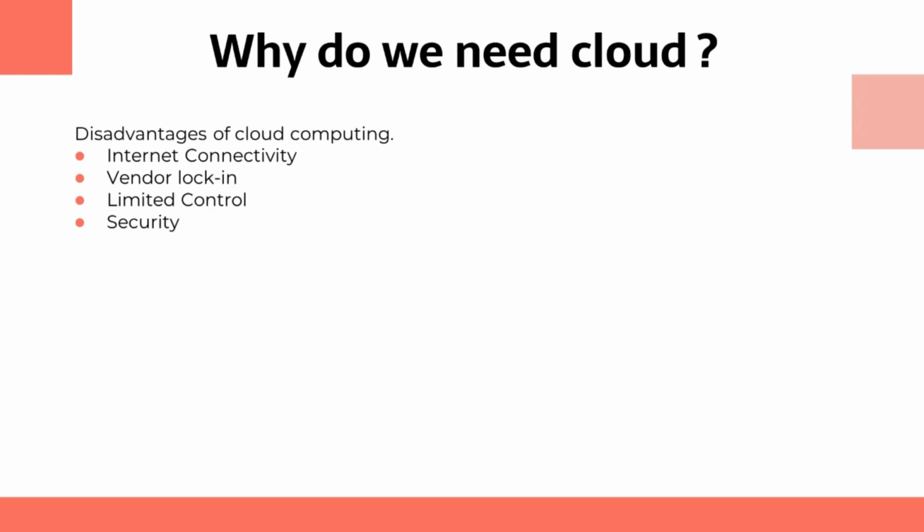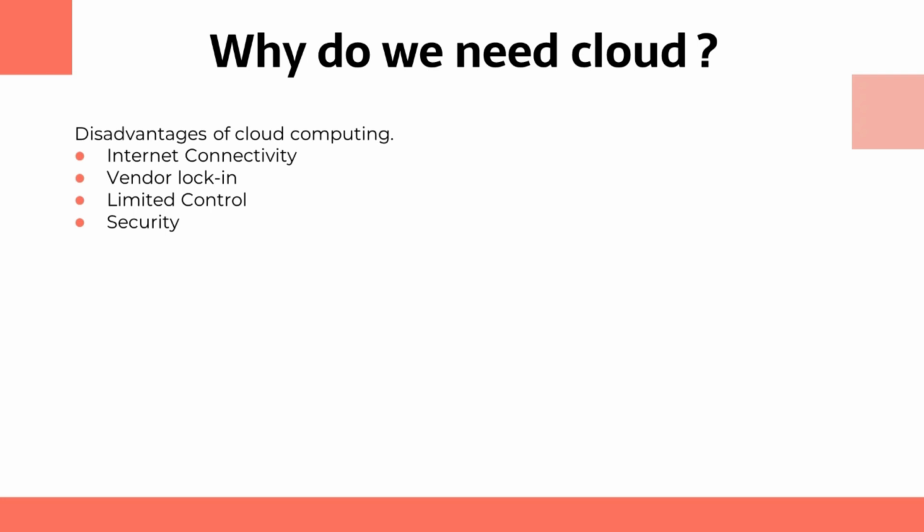One is internet connectivity. We are going to access our data from the cloud providers over the internet. Let's imagine you don't have a proper internet connection, but at this time you need to access your data. You are the owner of the data, but you can't access it if you don't have internet connectivity.